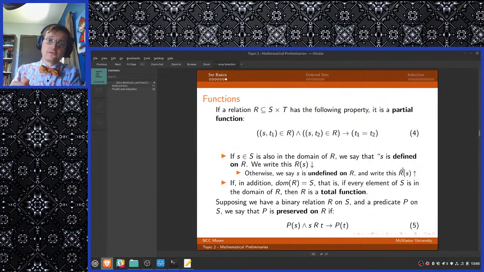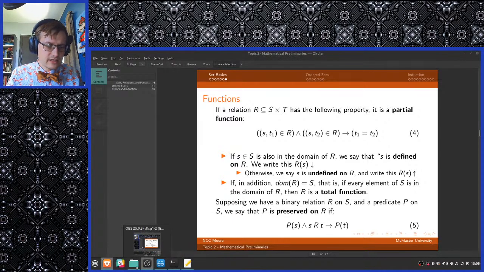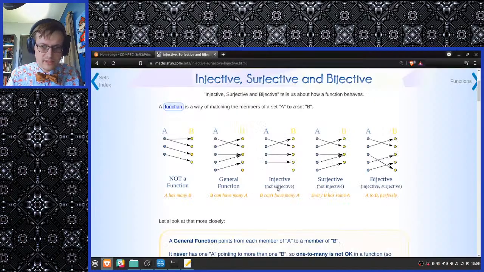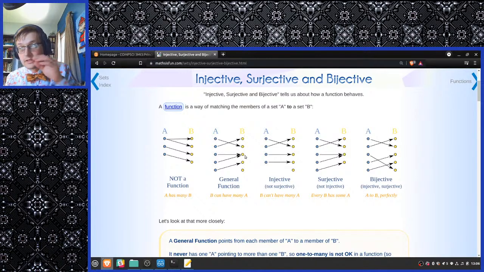To make it a total function, you need one more thing. You need to add the property that every element in A has some B that it relates to. Different A's can relate to the same B. That's allowed. But each element of A must be related to some element of B somehow. There you go.